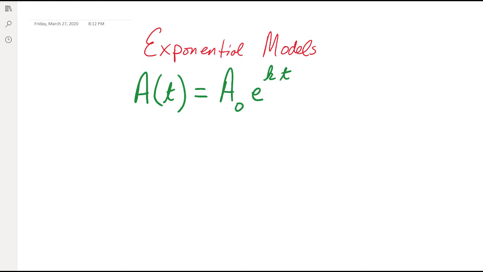Okay, so let's define some of these values here. What's A0? This is your initial amount. Okay, remember e is the constant, it's 2.7 and some change. K, on the other hand, is either a growth or decay rate.